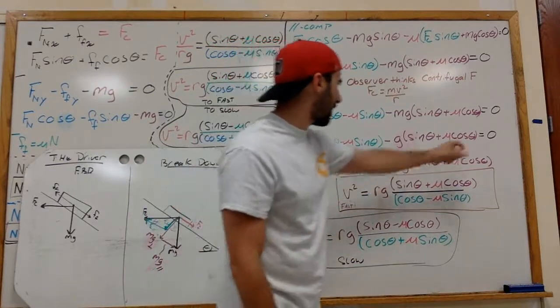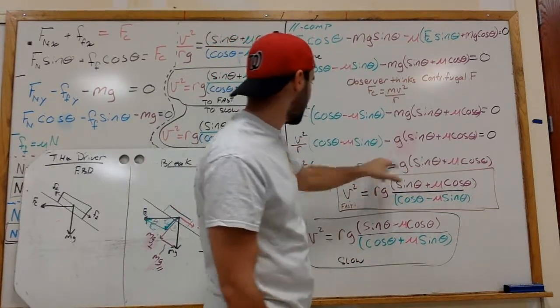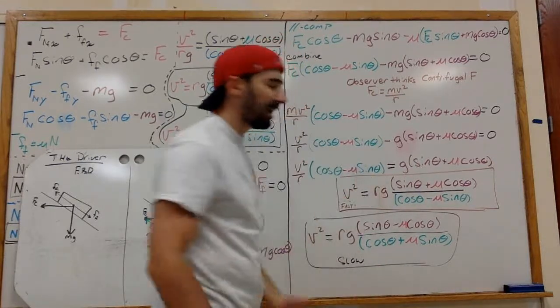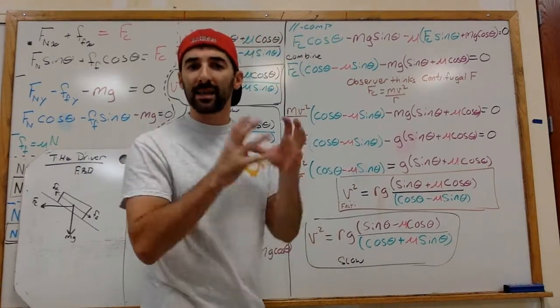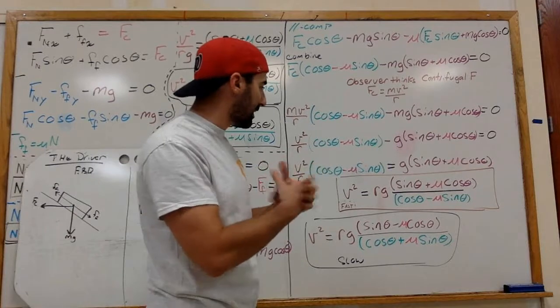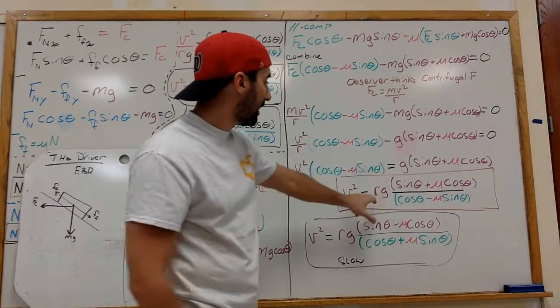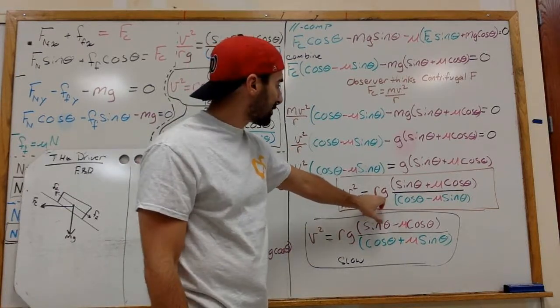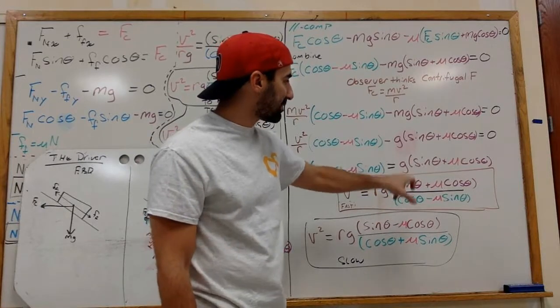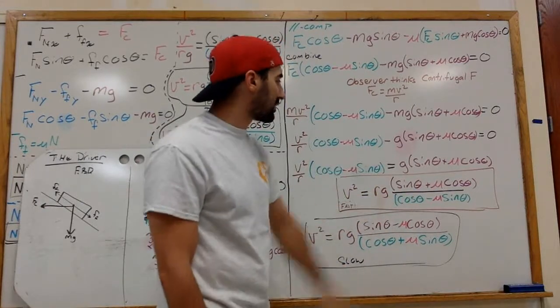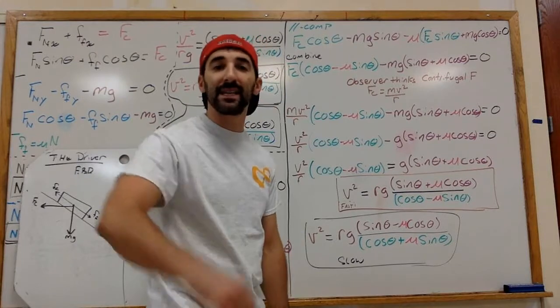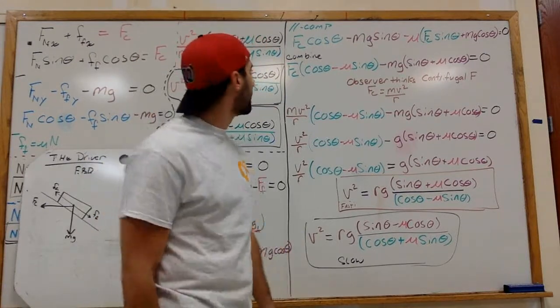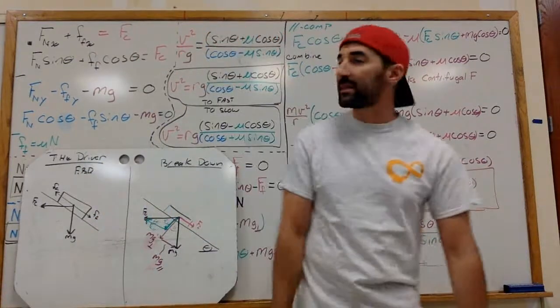I can bring that r to the other side. I can divide by cosine theta minus mu sine theta. And I get the velocity if I'm going too fast, the friction to keep me there, what that velocity would be: the radius of the curve times gravity, sine theta plus mu cosine theta over cosine theta minus mu sine theta. So we can see it is very different from, it is not very different.